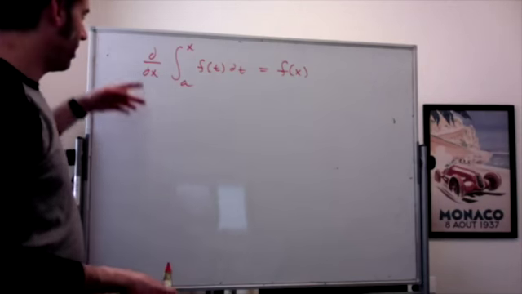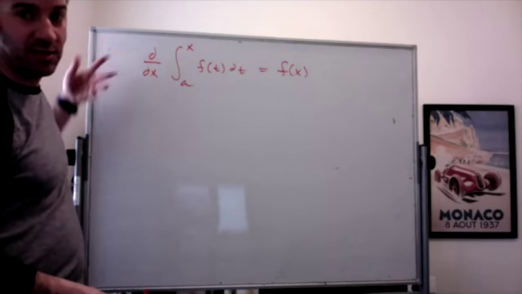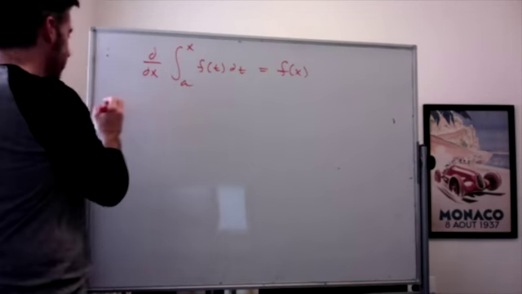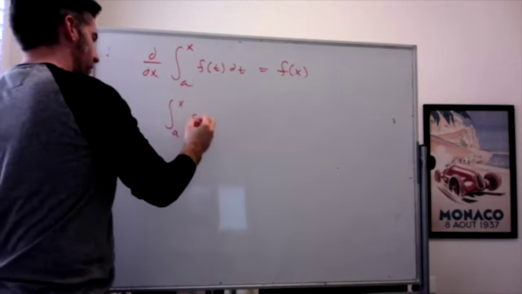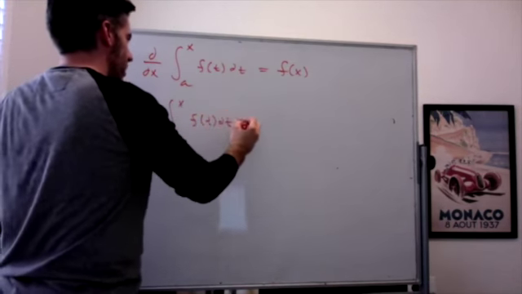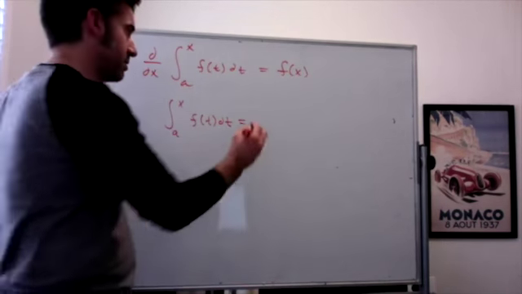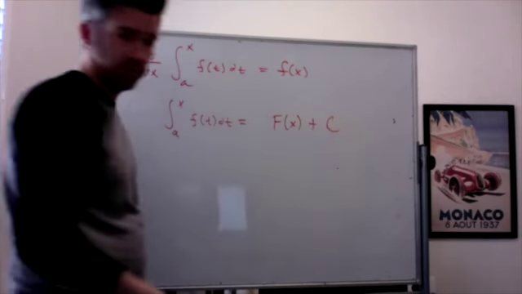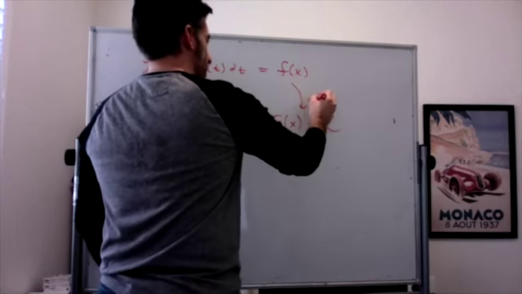Well, if I'm anti-differentiating this side, I'm just getting rid of the derivative. So the antiderivative of this is just the integral from a to x of f of t dt. And the antiderivative of f of x, we usually call capital F of x, plus c. Right? This is the antiderivative.